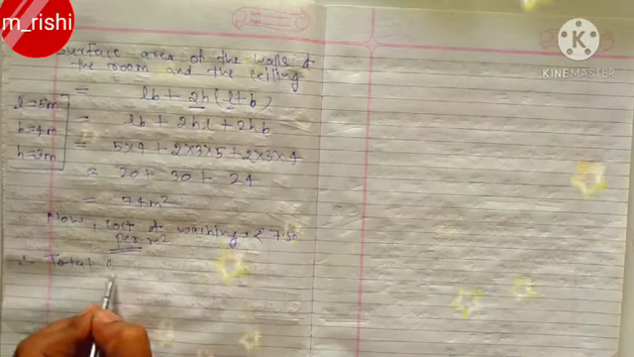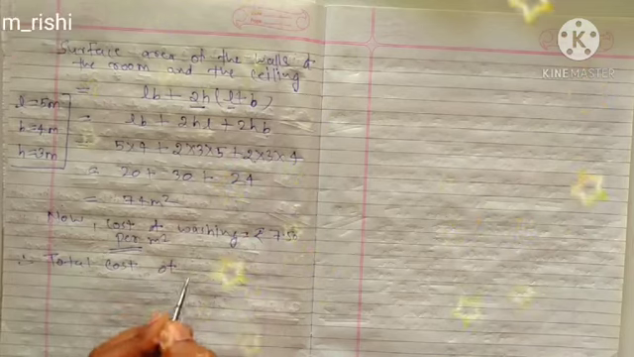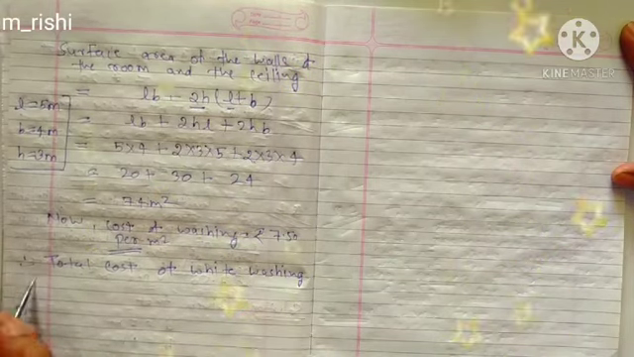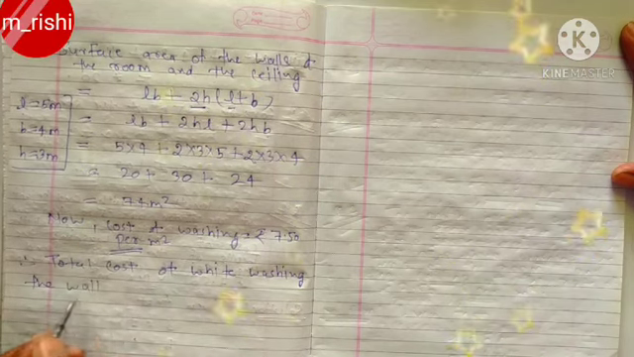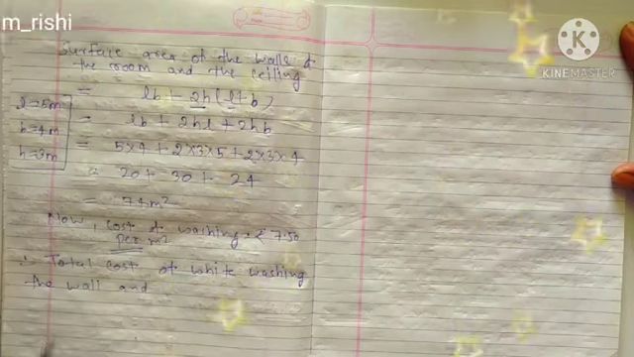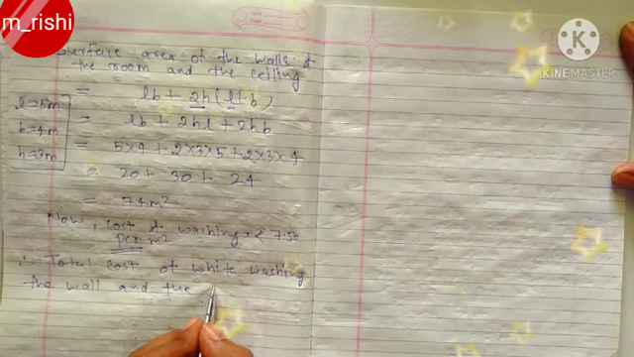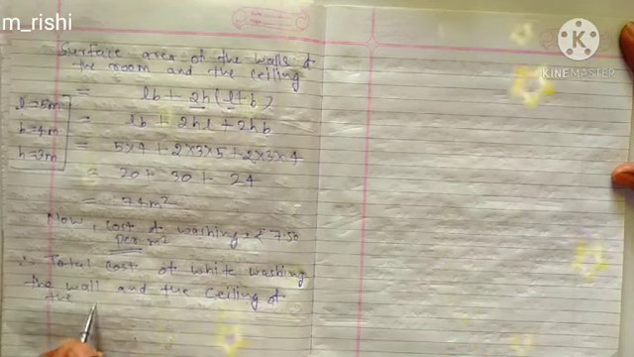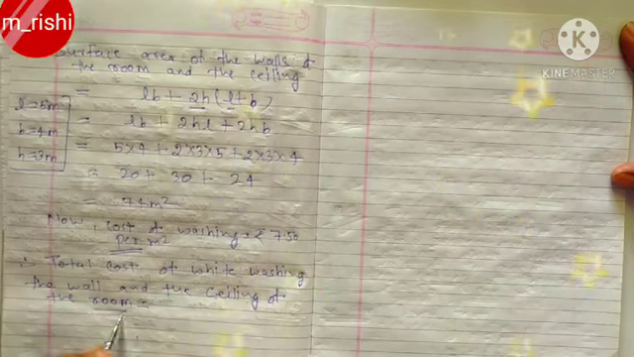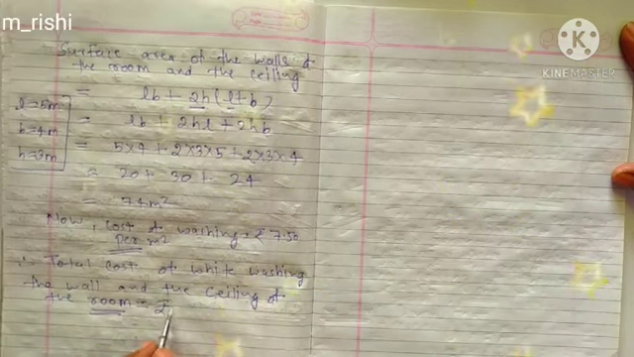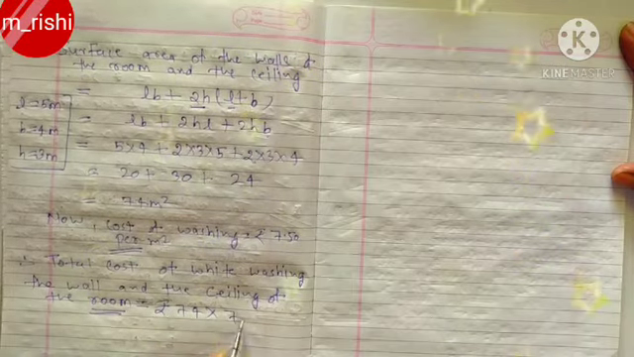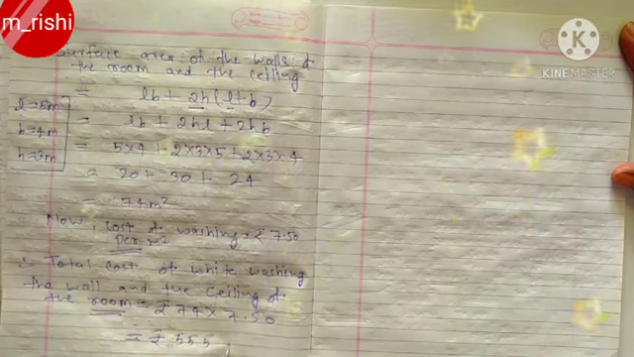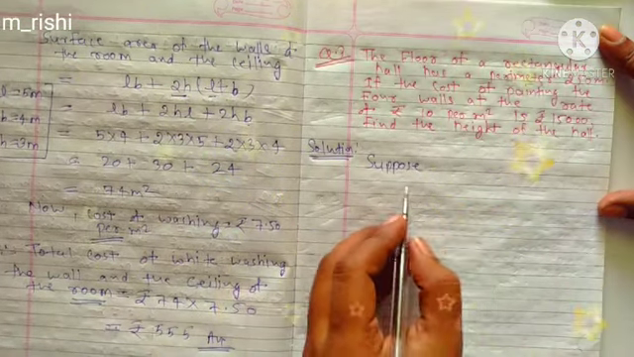So total cost of whitewashing the walls and the ceiling of the room equal to rupees 74 multiplication 7.50. Yes, 555. Now next is third question.